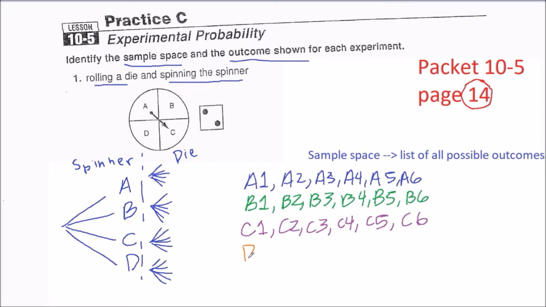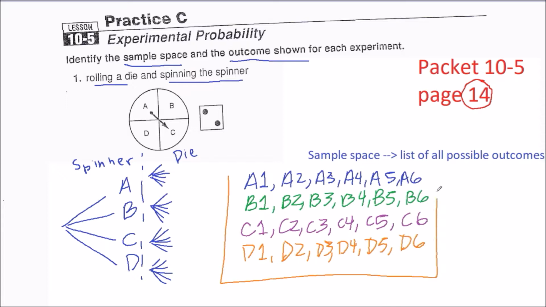Well, we can get D on the spinner and we can get 1 on the die, D and 2, D3, D4, D5, and D6. Now that's all of it. Now this is a long list, but this is our sample space for this experiment that combines two things, rolling the die and spinning the spinner.